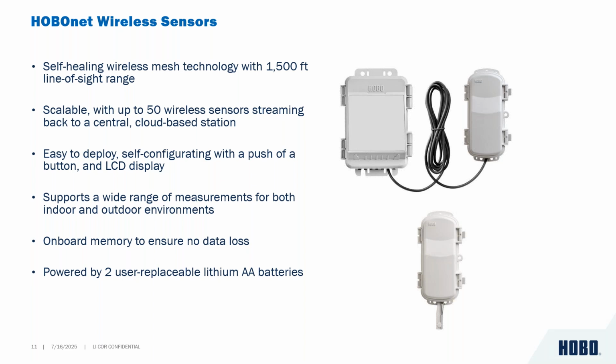The RX station operates the same way. If for some reason you were to lose cellular connection, you can store upwards of 2 million measurements on the station. So if that cell connection is lost, it will store it locally. Once that connection is reestablished, it will do a batch upload of all that data to the cloud. So again, it assures that you're not going to lose any data, which is very important for compliance reasons.